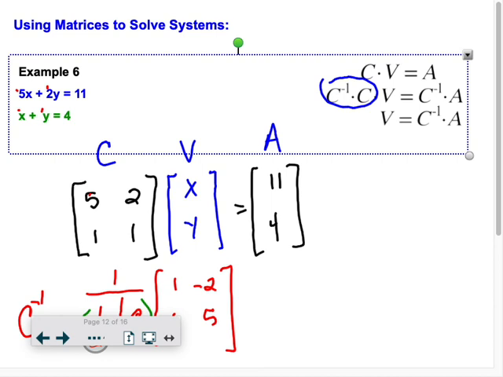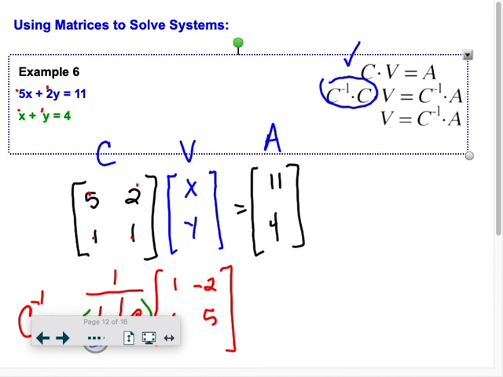So we're going to have 5, 2, 1, 1, and then we're going to take our variable matrix, which we call V, and set it up here, equals the constant matrix right here. Okay, so we have a 2 by 2 times a 2 by 1 equals a 2 by 1. We identify the coefficient matrix as C, the variable matrix as V, and the constant matrix as A, which is the top line right here.